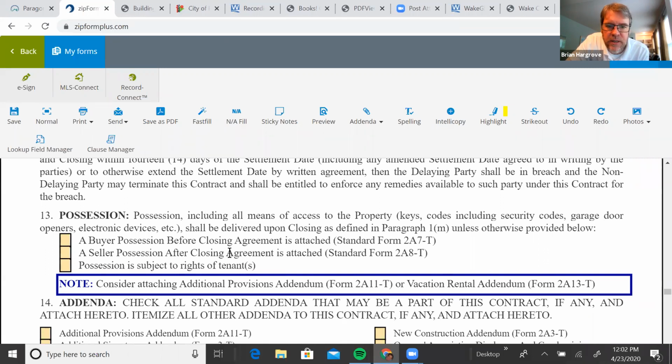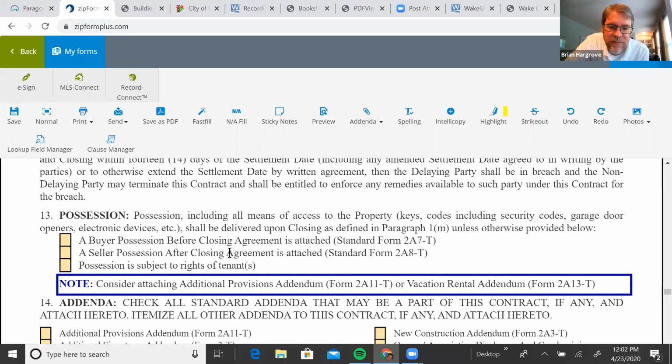A seller possession is equally, it's not equally as ugly. It's ugly, but not as bad, because the good news is you've already closed and you're paid, but things could still blow up. The seller didn't leave. So your buyer owns the house now.